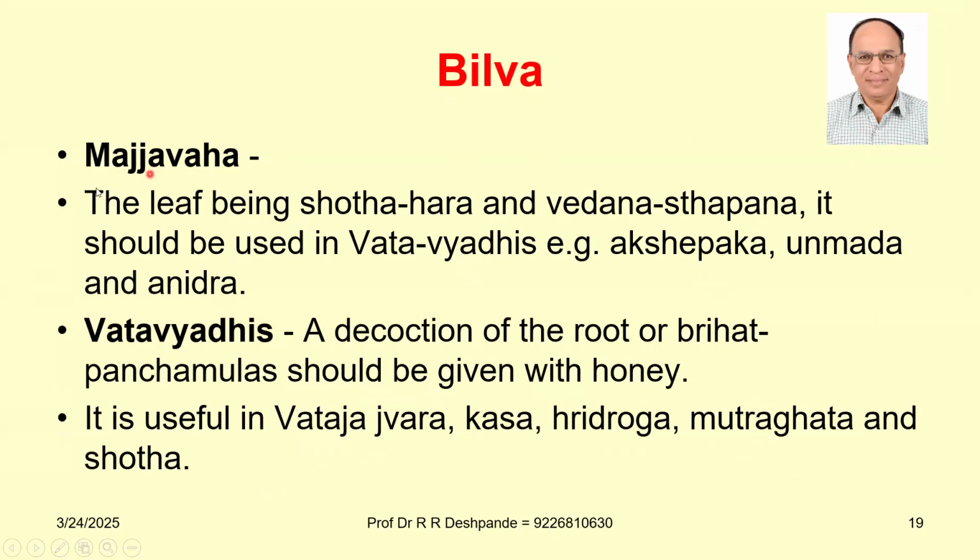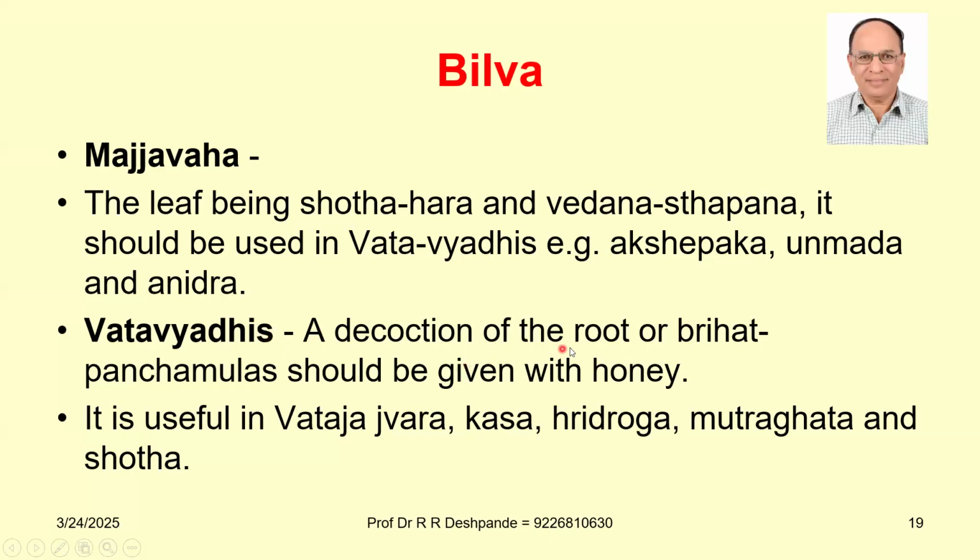Bilva can also be used in the neurological conditions of the nervous system. The Bilva leaf is a Shothahara, anti-inflammatory and analgesic. It should be used in all types of neurological problems like Akshepaka, like hemiplegia, tremors, etc. Unmad, like hysteria, and Anidra, like insomnia. Vata Vyadhi, neurological problems, musculoskeletal problems.